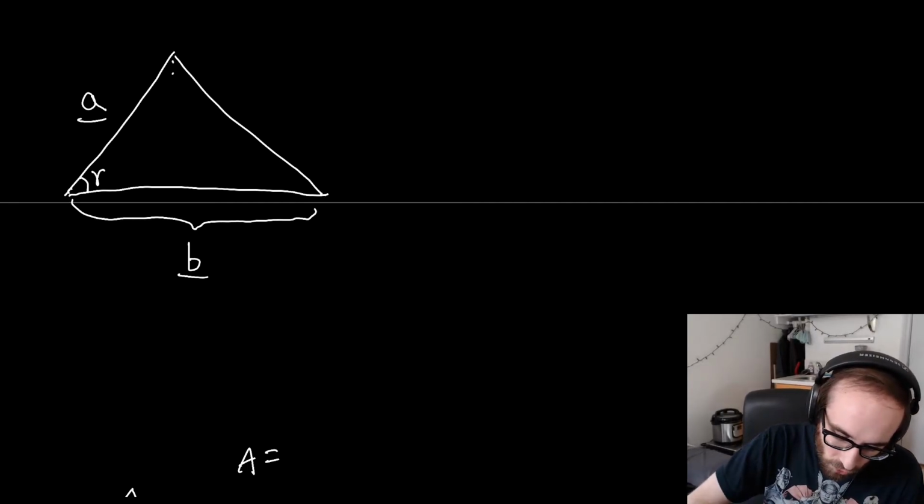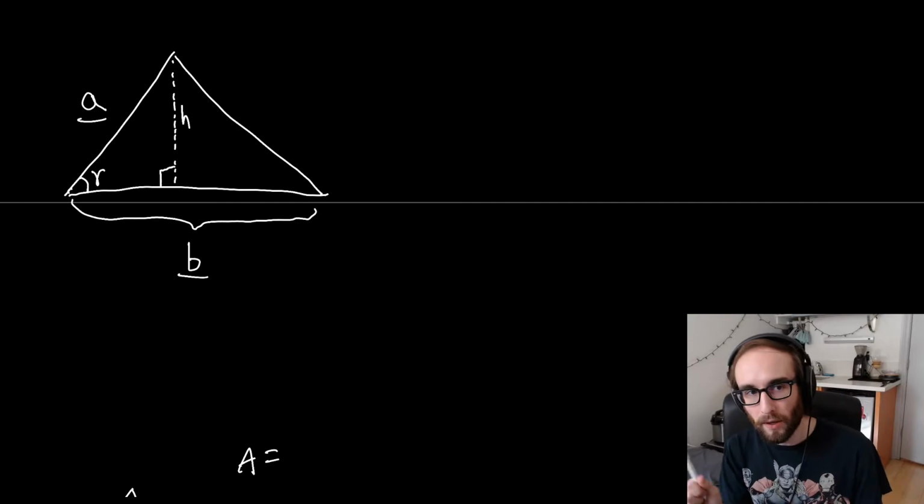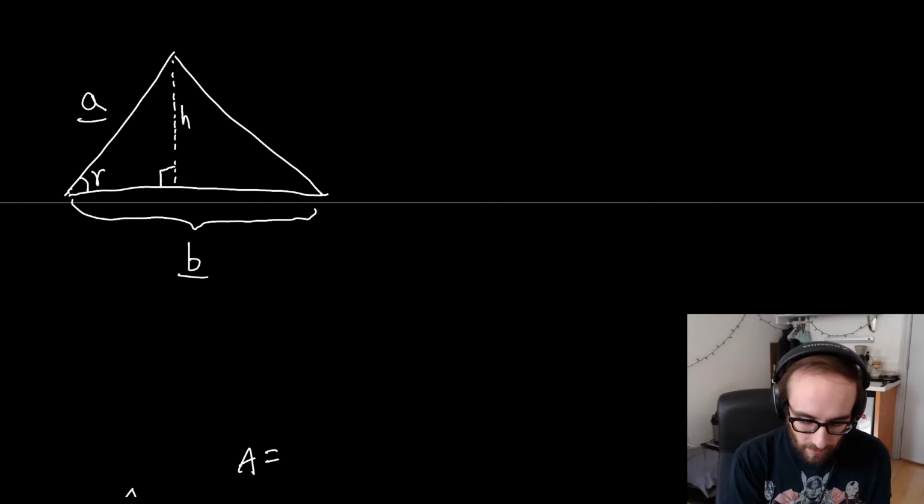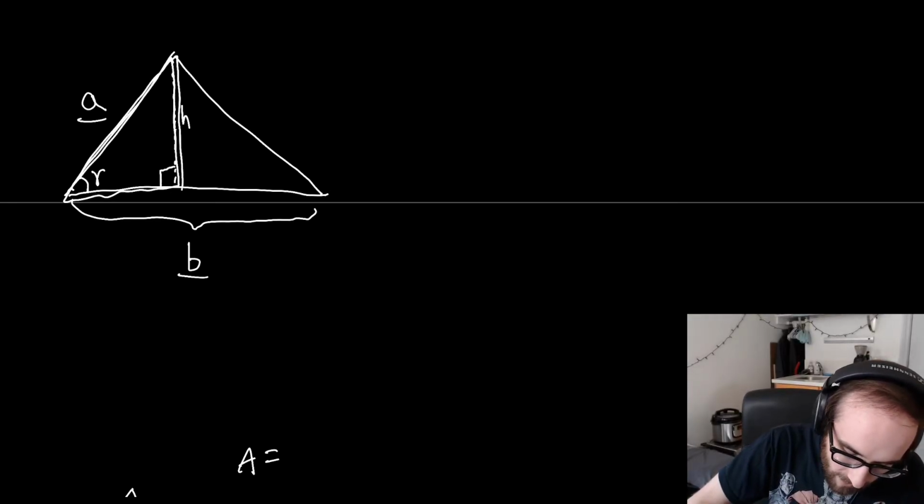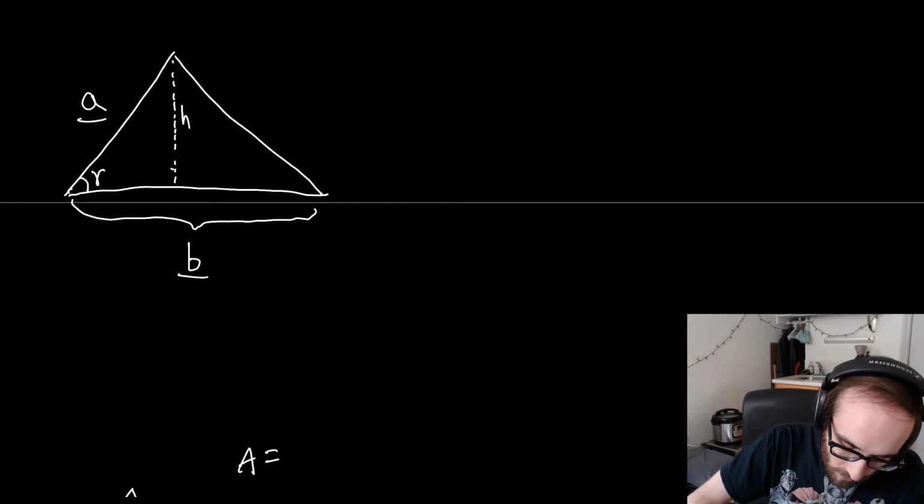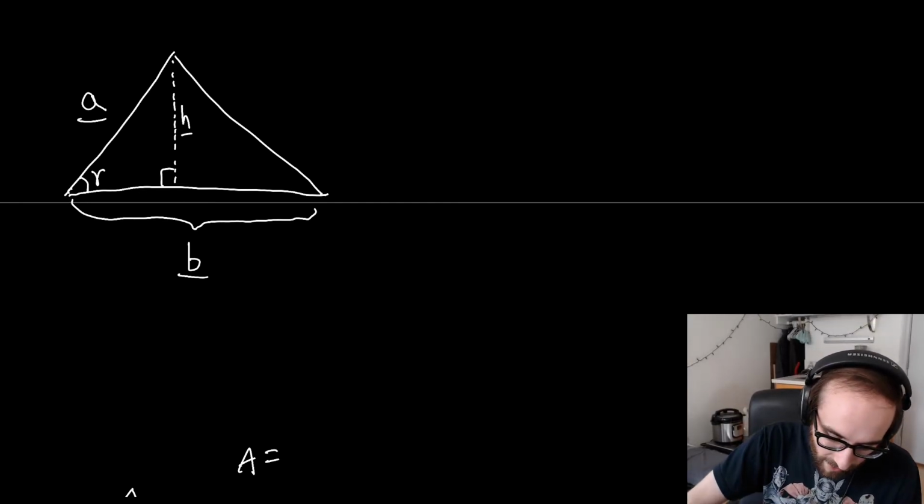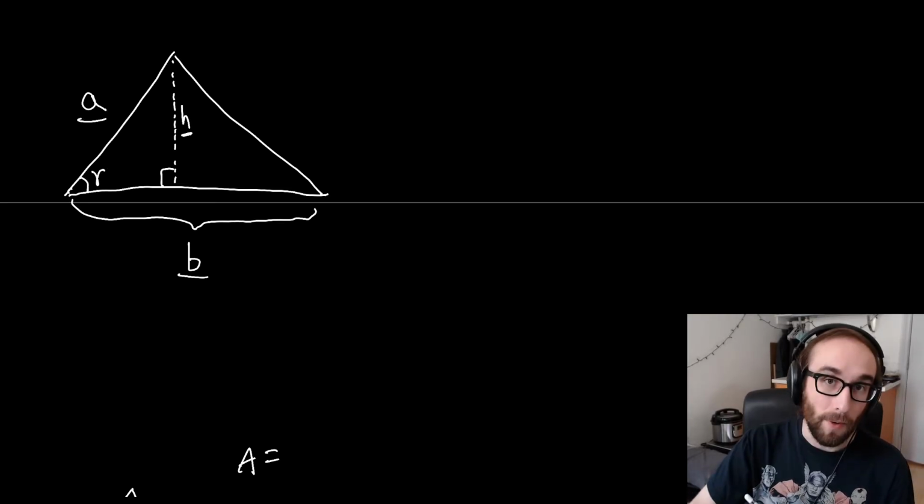So what we can do is draw in the height. So here we have the height. The height is going to be perpendicular to this bottom side, B. And that means that, notice we have a right triangle here. We've now drawn in a right triangle. And what that does is it allows us, using right triangle trigonometry, to write the height in terms of two things we know, the side length A and the angle gamma.